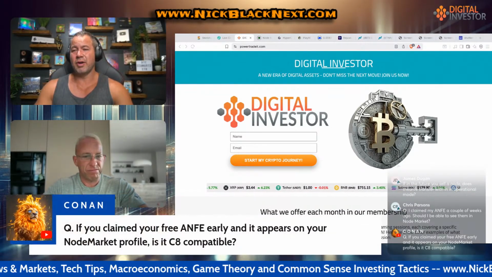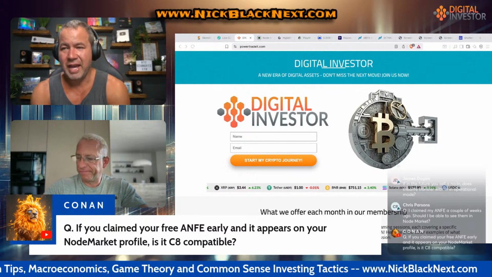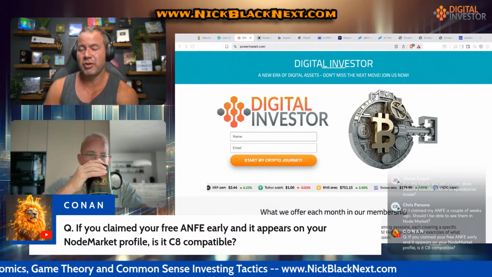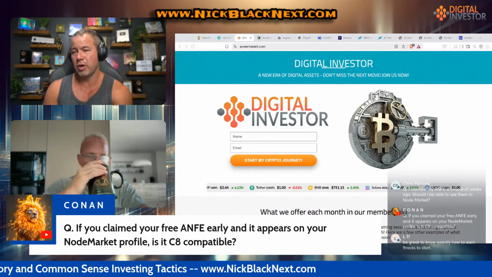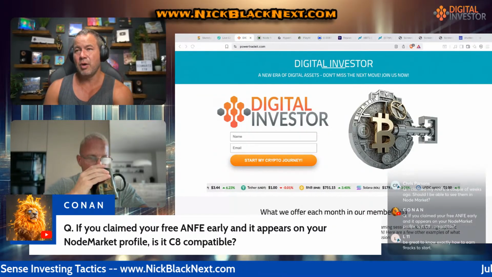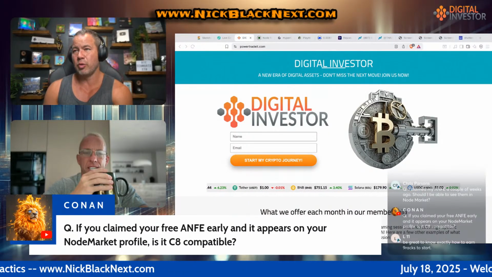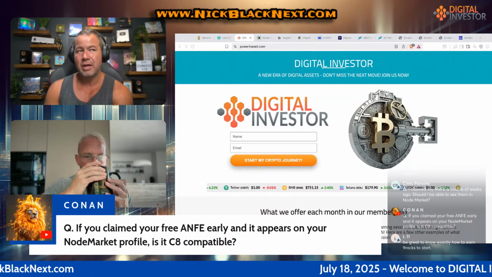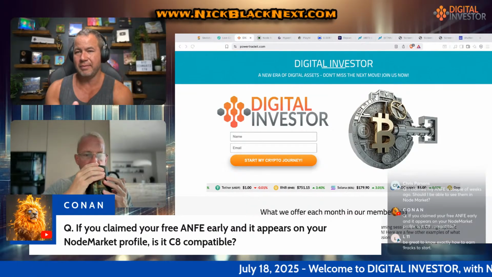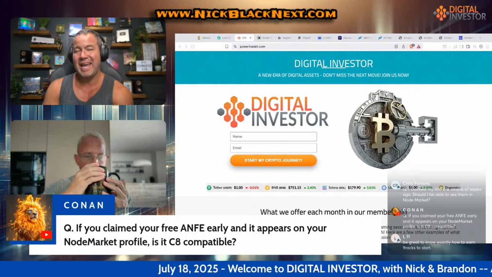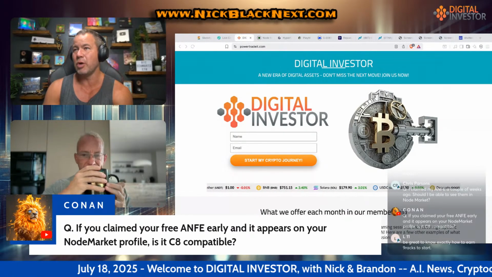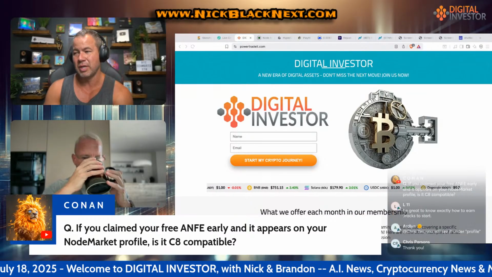Yeah, it is. Okay, so the last thing with this: if you claimed your ANFI and it appears on your Node Market profile, it's fine. As long as it's in the original claim wallet, the wallet that has your ETH node factories, you're good. If you transfer your ANFI anywhere, you're not good anymore. Don't move your ANFI, I've been told.